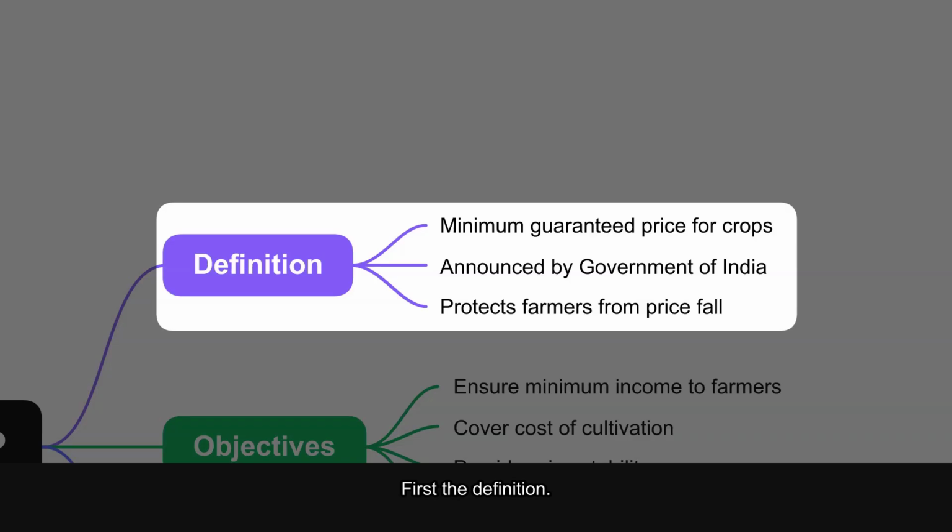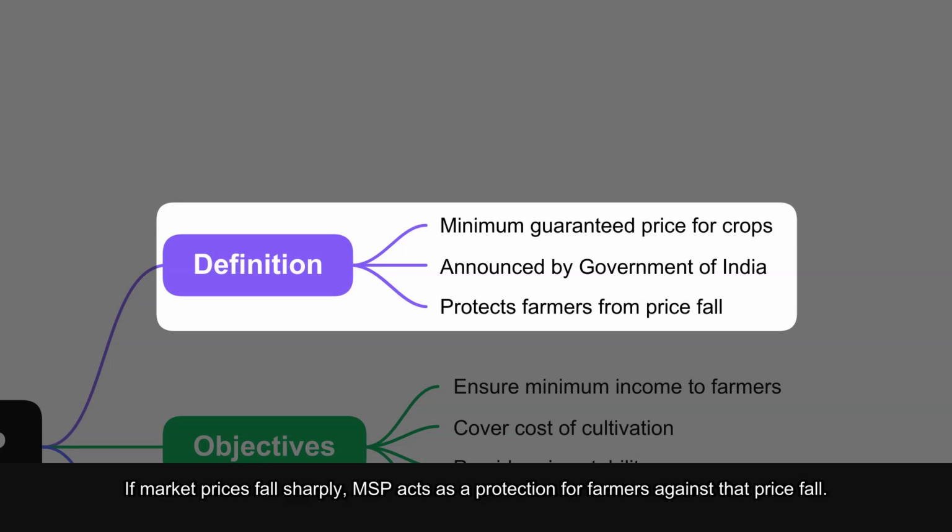First, the definition. MSP is the minimum guaranteed price for certain agricultural crops. It is announced by the government of India. The basic idea is simple. If market prices fall sharply, MSP acts as a protection for farmers against that price fall. In other words, MSP is meant to reduce the risk that farmers face when prices crash after harvest.